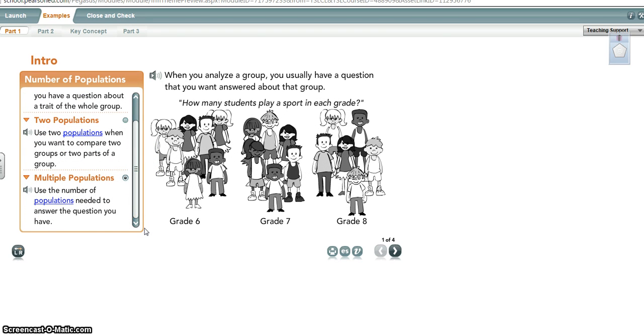And it doesn't have to just stop at two populations. You can have more than two as well. Like, for example, this question, how many students play a sport in each grade? And so you would divide the students up into groups, 6th grade, 7th grade, 8th grade, and then you could ask them the question and compare the groups to see maybe if more students play a sport in one grade over another. So it's all about if you need to ask a question of the whole group all together, or if you need to break the group into parts so that you can study each part and compare them.